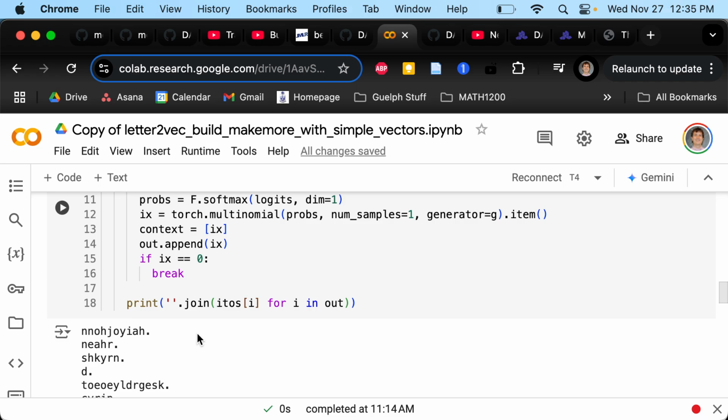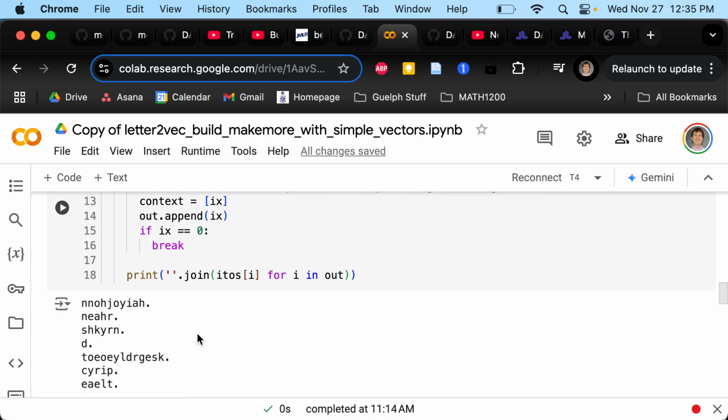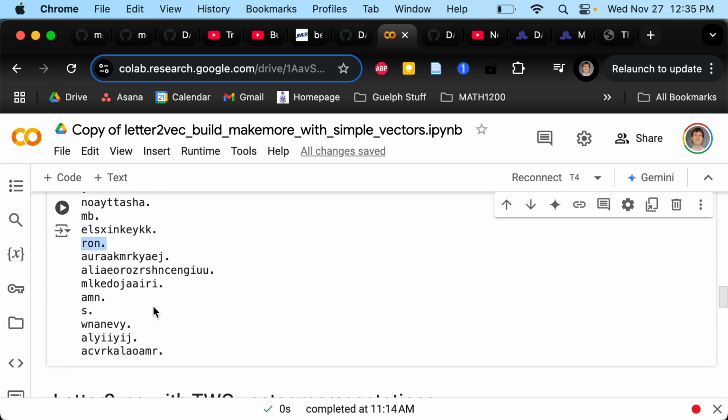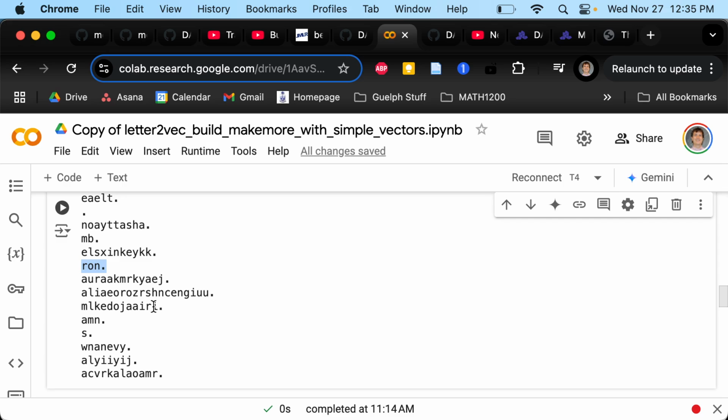Here's a name, Nana Joya. Joya, if we cut out that first part, that's not bad. Near Shikarin. I like this one. So, okay, is this model working great? I would say no. Oh, Ron. Hey, that's a real name. There we go. Success. Okay, so these are some names. Oh yeah, Noi Tasha. Look, that's pretty good. Okay, so why is this model not doing very well?